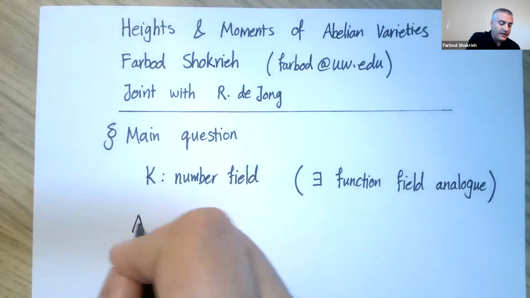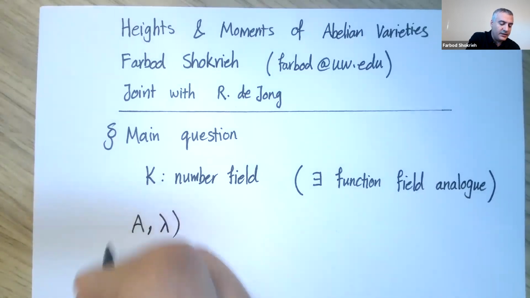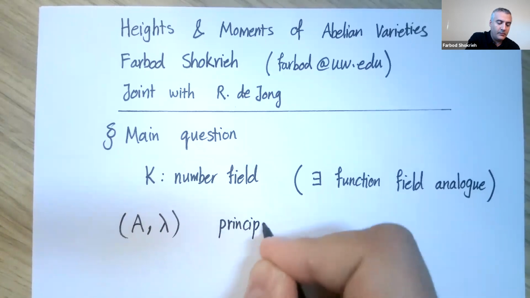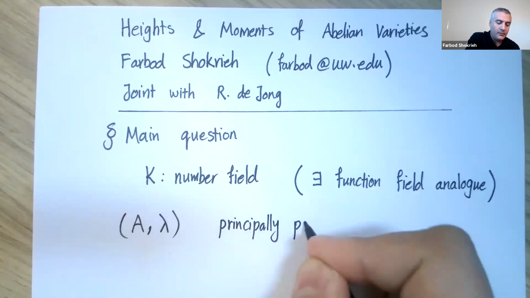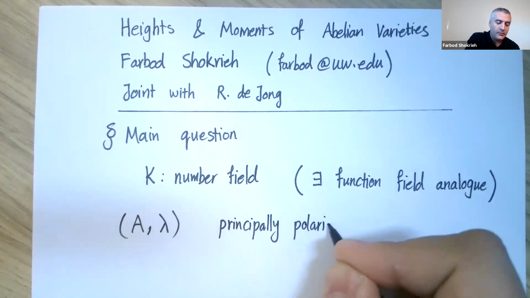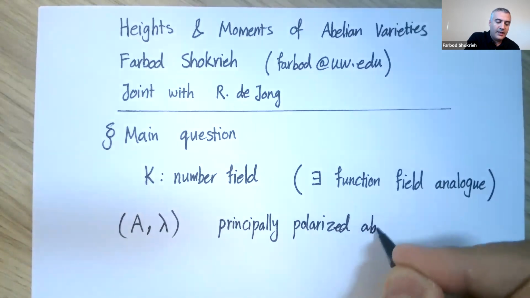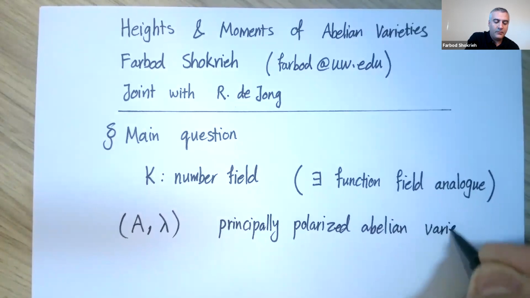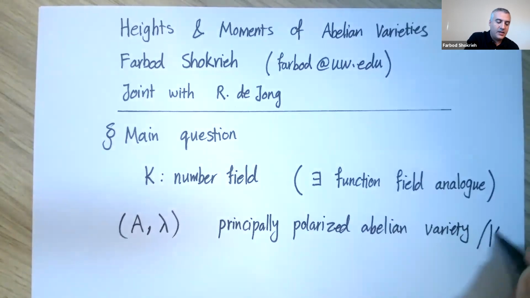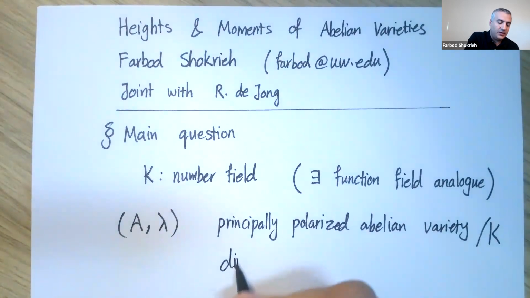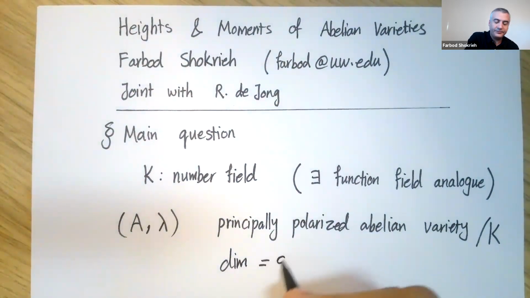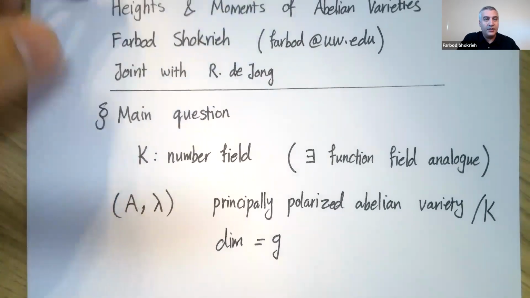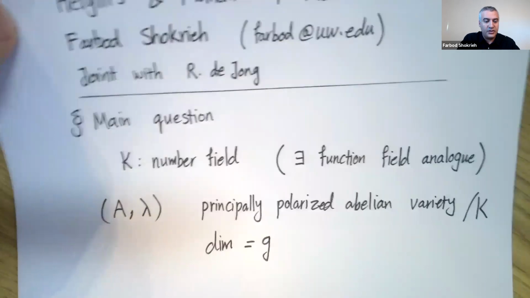And then I have a principally polarized abelian variety. First of all, this is over K. I will call the dimension g. And it's perfectly fine if you want to think about elliptic curves. They're principally polarized of dimension 1.